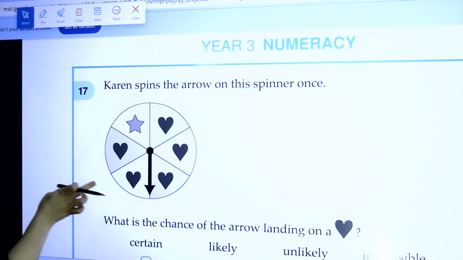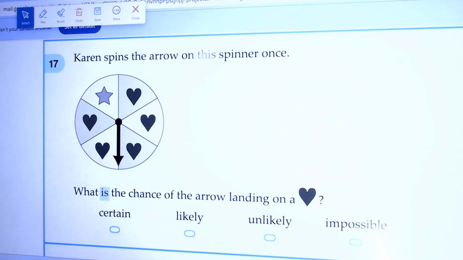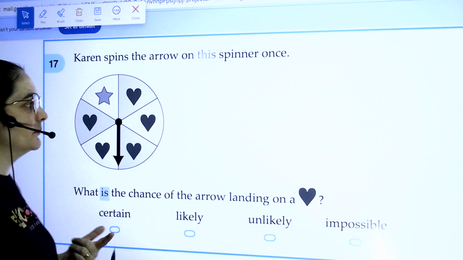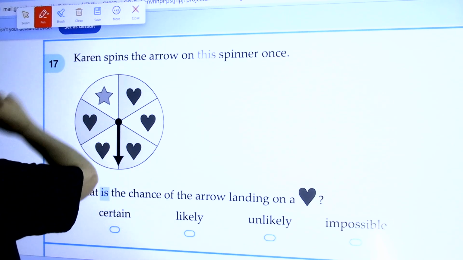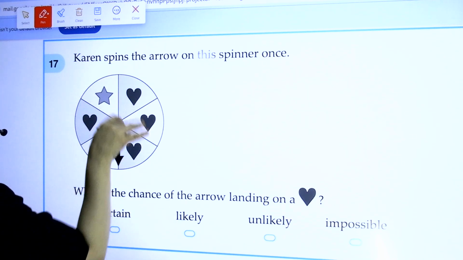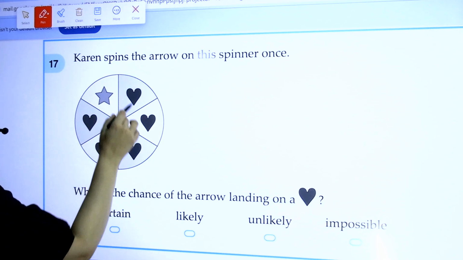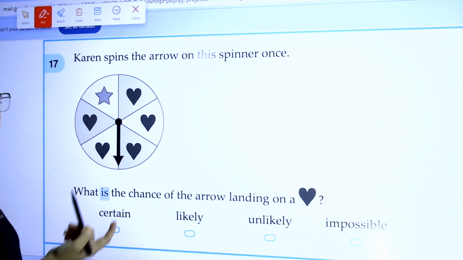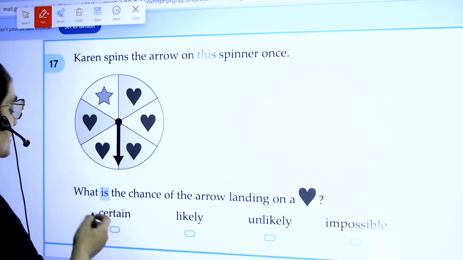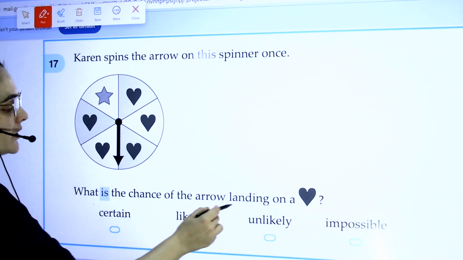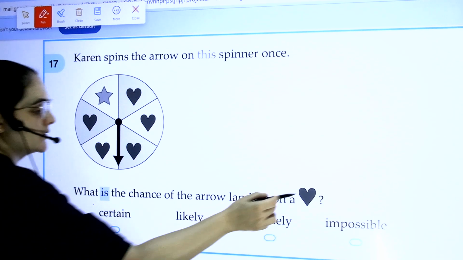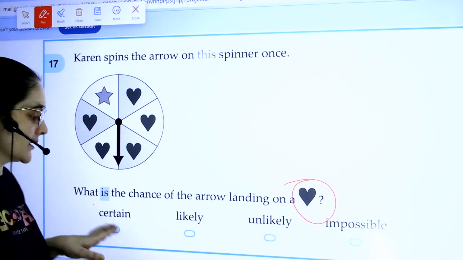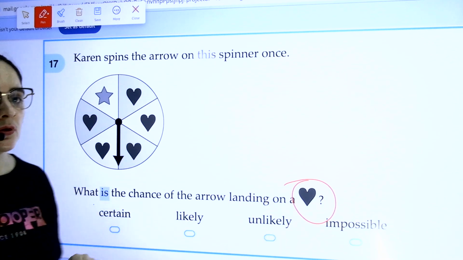Next is question 17. In this question, Karen spins the arrow on the spinner. We play so many games in which we use a spinner. Here also this is a spinner. In it, there are so many hearts and one star. So 1, 2, 3, 4, 5 hearts, 1 star. The question is, what is the chance of the arrow landing on a heart? Is it certain, likely, unlikely, or impossible?